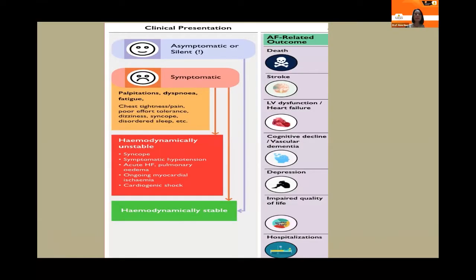If you look at the clinical presentation of atrial fibrillation, some patients do not have any symptoms and are hemodynamically stable. Some patients, even though symptomatic, are still hemodynamically stable, usually presenting with palpitation, dyspnea, tightness of chest, and sometimes dizziness. Some patients are hemodynamically unstable, and usually present with syncope, symptomatic hypotension, acute heart failure, pulmonary edema, ongoing myocardial ischemia, and finally cardiogenic shock.